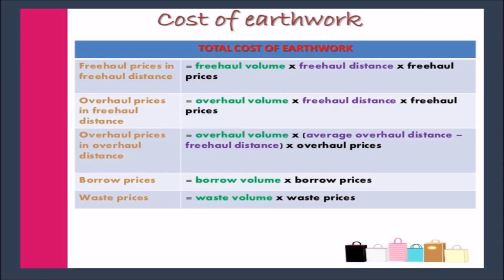As you can see, this is the cost of earthwork. Free haul price in free haul distance equals free haul volume times free haul distance times free haul price. Overhaul price in free haul distance equals overhaul volume times free haul distance times free haul price. Overhaul price in overhaul distance equals overhaul volume times average overhaul distance minus free haul distance times overhaul price. Borrow price equals borrow volume times borrow price. And lastly, waste price equals waste volume times waste price.